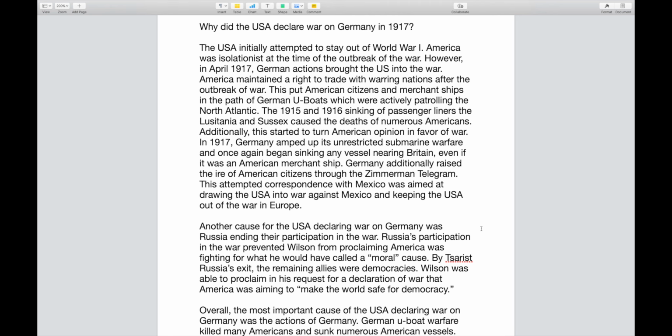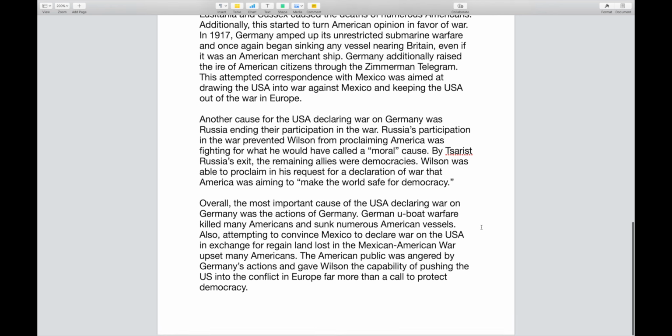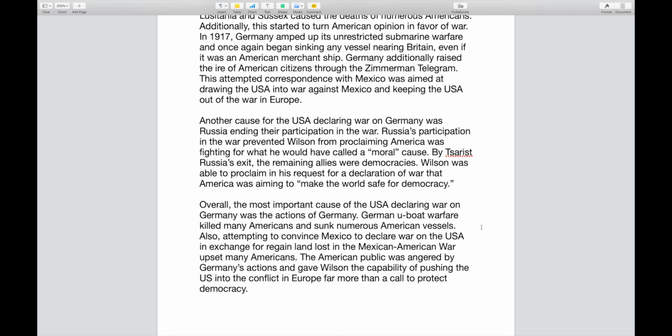Another cause for the USA declaring war on Germany was Russia ending their participation in the war. Russia's participation in the war prevented Wilson from proclaiming America was fighting for what he would have called a moral cause. By Tsarist Russia's exit, the remaining allies were democracies. Wilson was able to proclaim in his request for a declaration of war that America was aiming to, quote, "make the world safe for democracy."